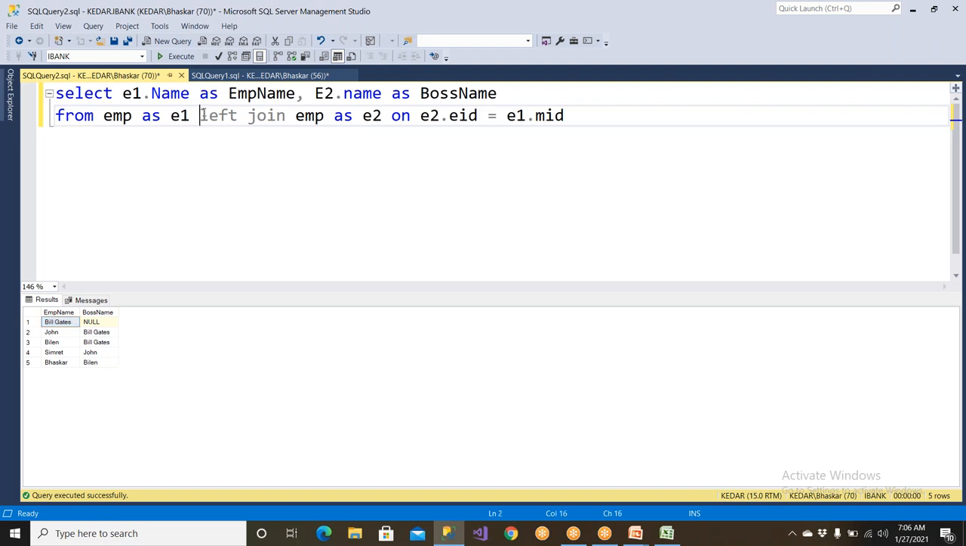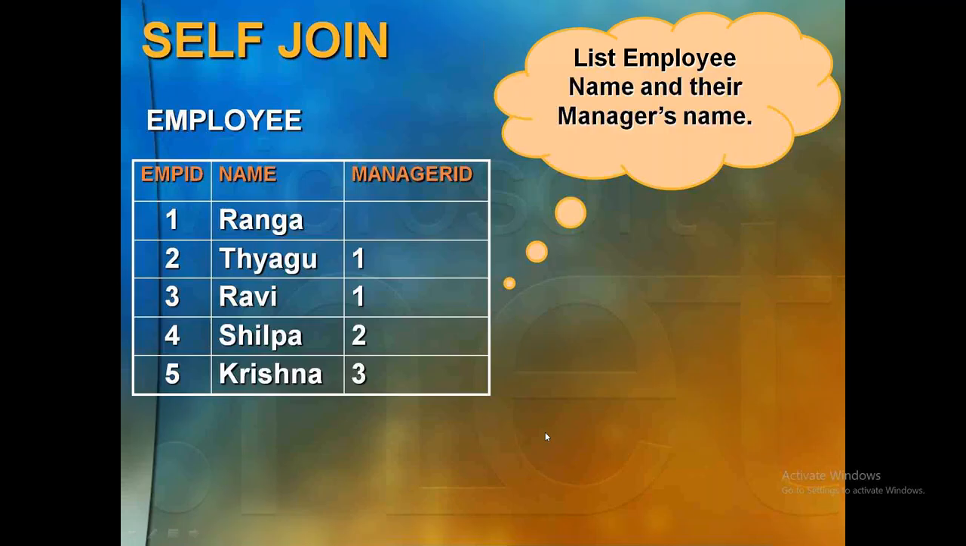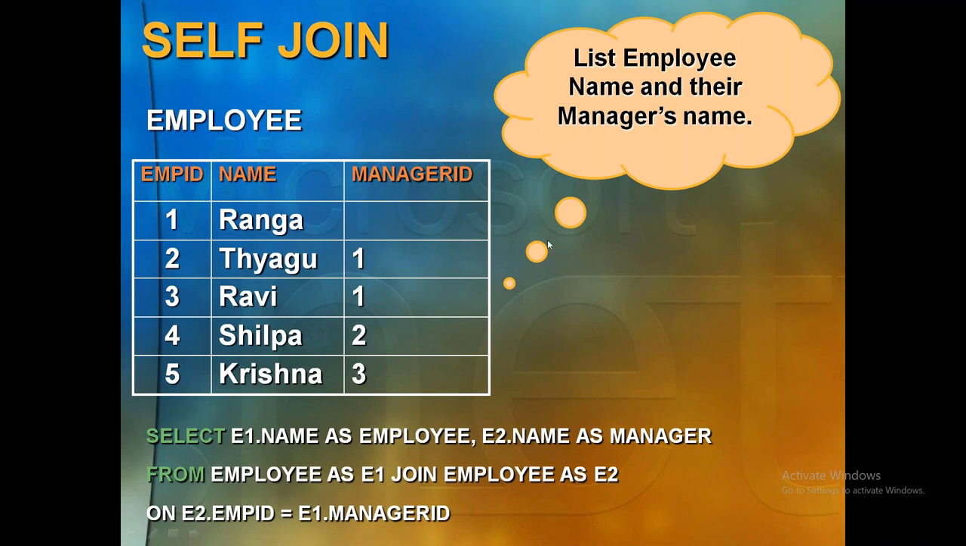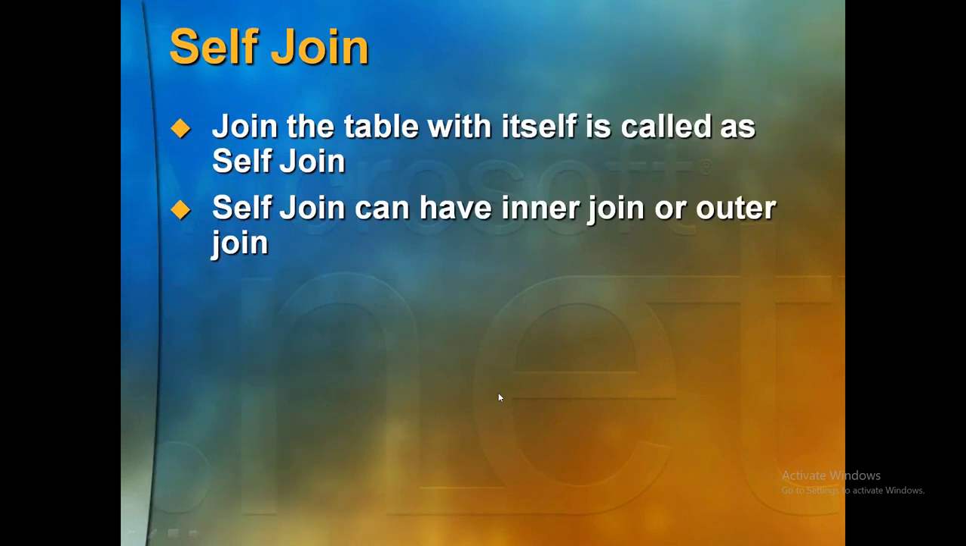So what are we going to do here? We are going to join the same table with itself, which is called a self join. Self join could be a normal inner join. It can be like this, or self join could be an outer join also. Clear? So that is very, very important. This is the query I'm talking about.